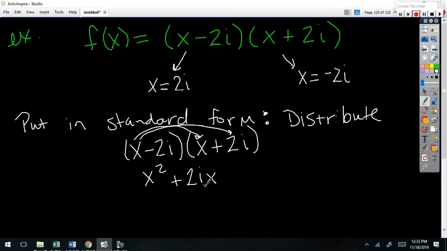Just write it together. Don't let it bother you that it's multiple variables. Minus 2ix. What now? Close. 2 times 2, 4i squared. Now here's where you have to rewind back just a little bit. I've got an i squared in there.